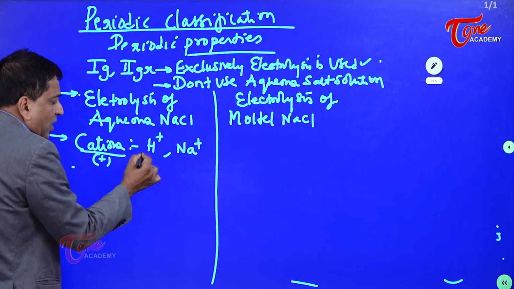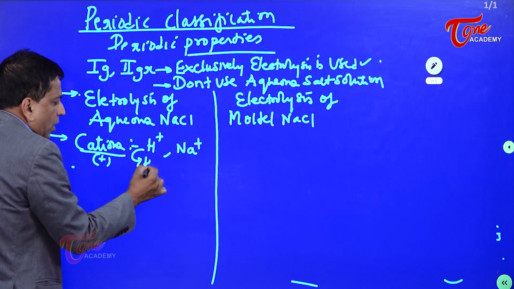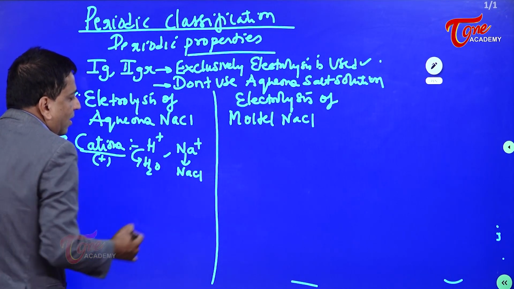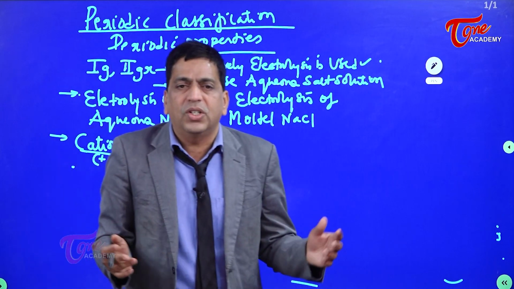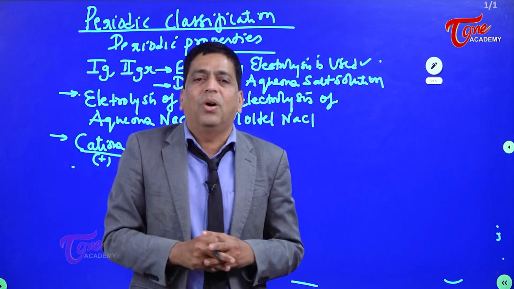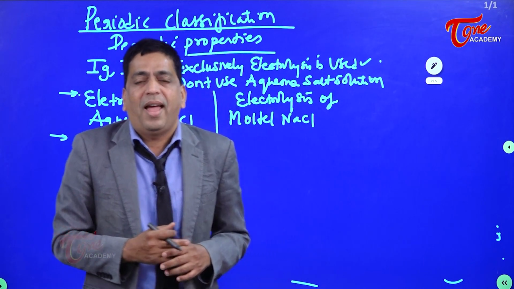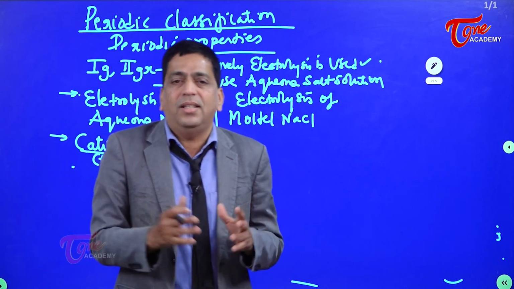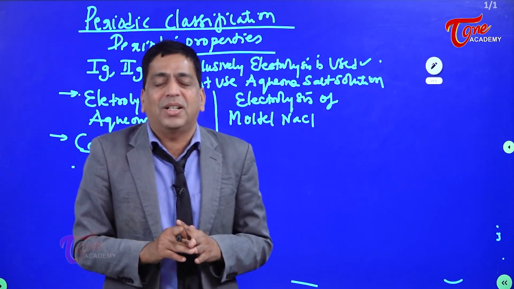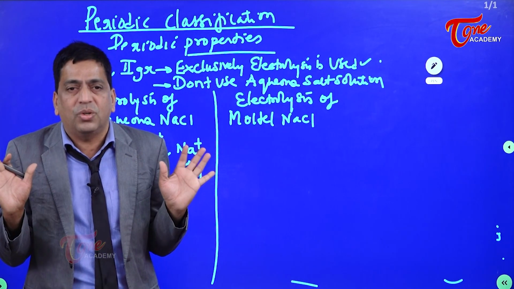Now where do we get H plus from? H plus from water and Na plus from NaCl. You must understand. So since you have taken aqueous NaCl, the aqueous part, the water part is giving you what? H plus, right? And the NaCl part is giving you what? Na plus. And I am restricting my discussion only to cations.